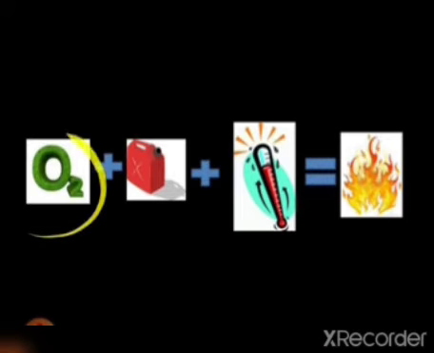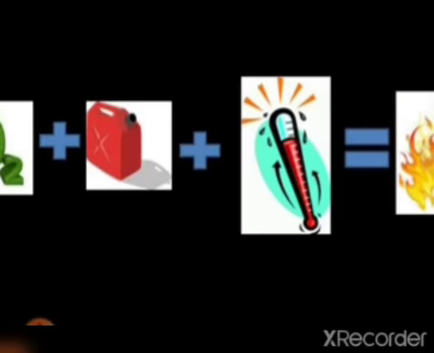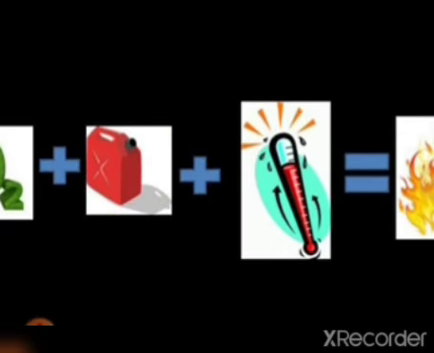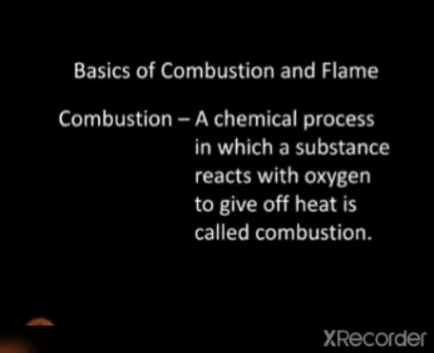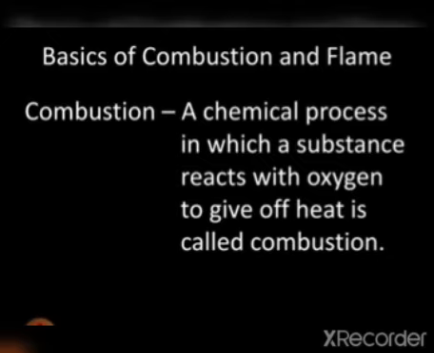Just imagine, in the presence of oxygen, that is fuel, we need some substance or material to burn, to help the process of burning. Then this substance will burn and produce light or heat energy. Then combustion will take place. So combustion is a chemical process in which a substance reacts with oxygen to give off heat or light energy.